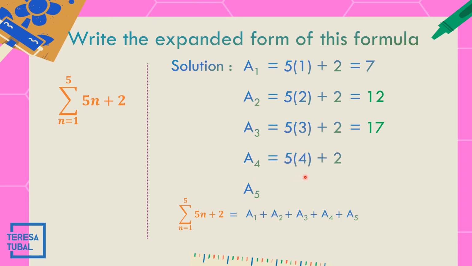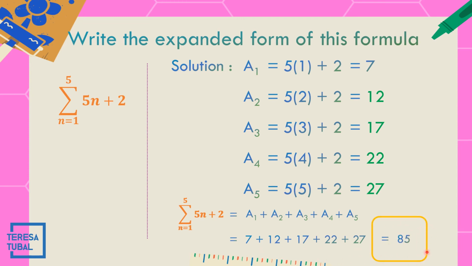So 5 times 4, copy 2. 5 times 4, that is 20, plus 2, that is 22. Our fifth term, 5 times 5 plus 2. 5 times 5, that is 25, plus 2, that is 27. So this sequence, that is 7, 12, 17, 22, and 27, let us add. The answer is equal to 85. So the summation of 5n plus 2 goes to n equals 1 up to 5, that is 85.